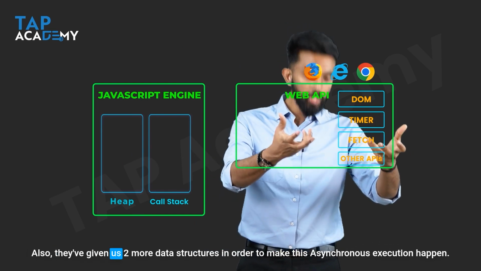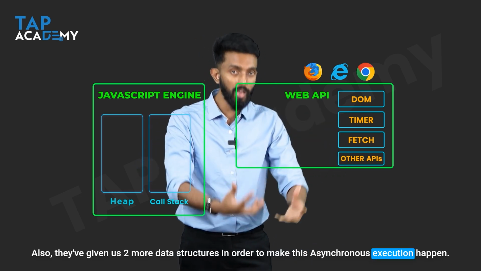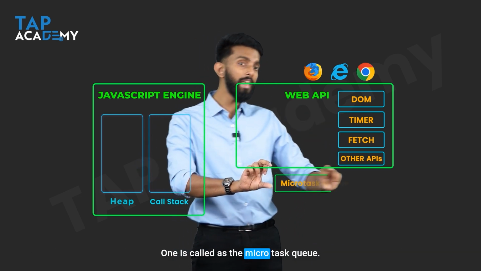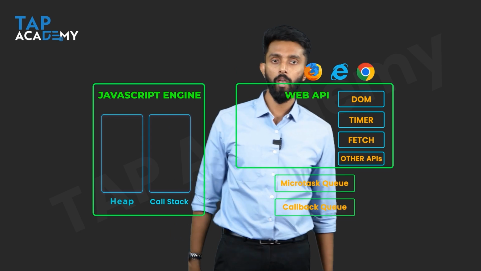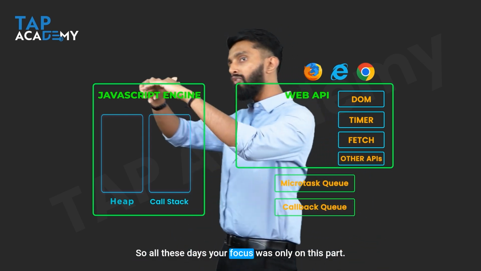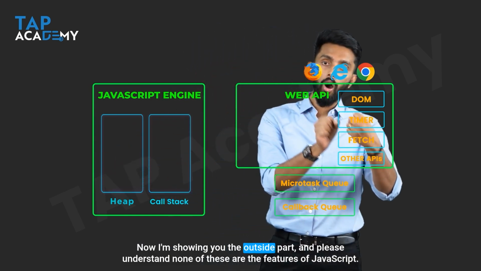Also, they've given us two more data structures in order to make this asynchronous execution happen. One is called as the microtask queue. Another is called as the callback queue. So all these days, your focus was only on this part. Now I am showing you the outside part.